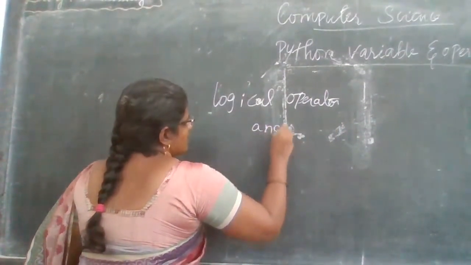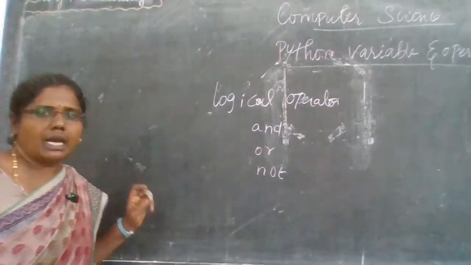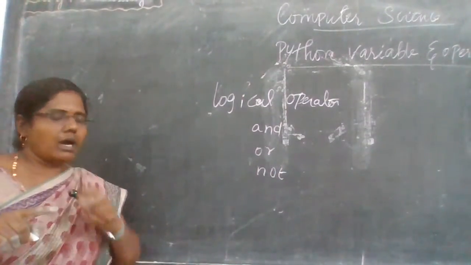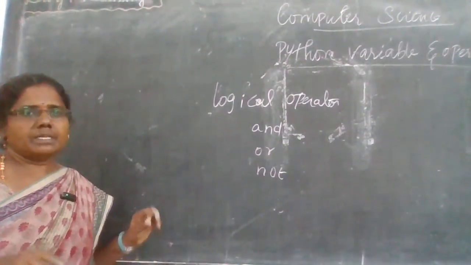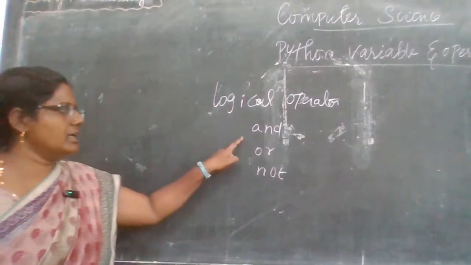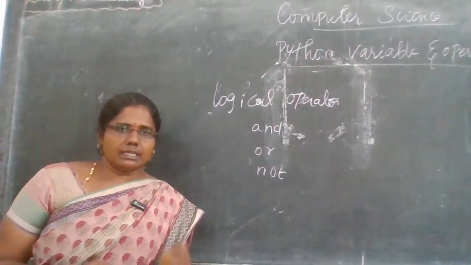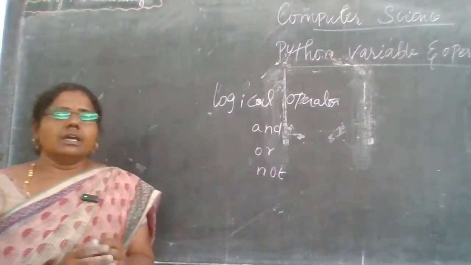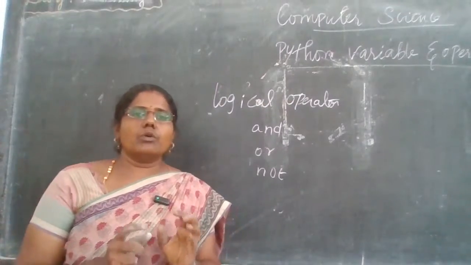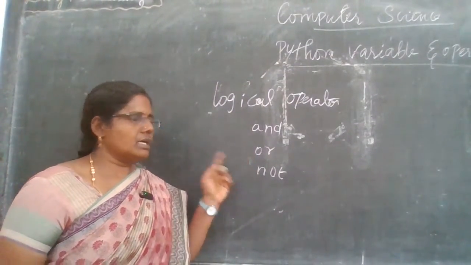And, or, not. In C++, we use the double ampersand symbol for and, the double pipe symbol for or, and the exclamation symbol for not. But here in Python, we use the words and, or, not for those operators. Already you know about logical operators. If you want to check more than one expression, that time we use the and, or, not logical operators.